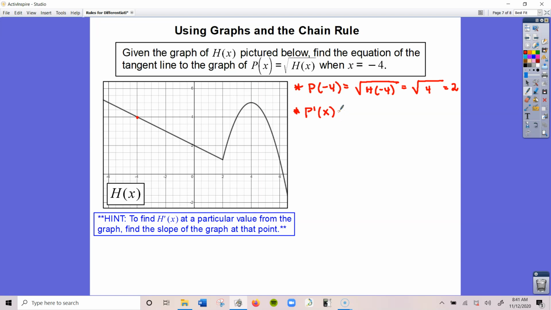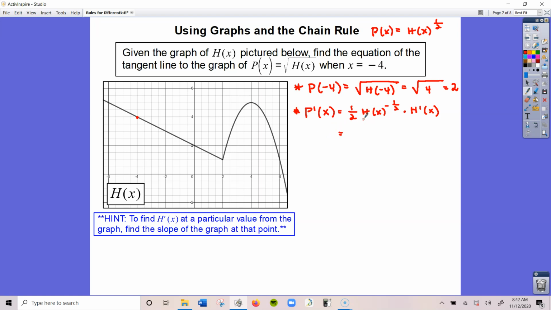So p prime of x. Now remember, p of x is equal to the square root of h of x, which is the same thing as saying h of x raised to the 1/2. So when I find this derivative, that's going to be 1/2 h of x to the -1/2, and then I'm going to have to multiply by the derivative of the inside, which is h of x, so h prime of x.